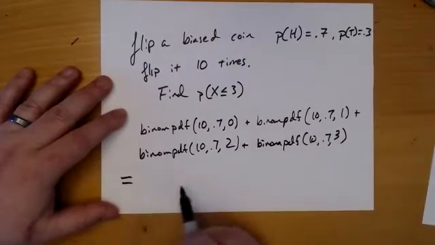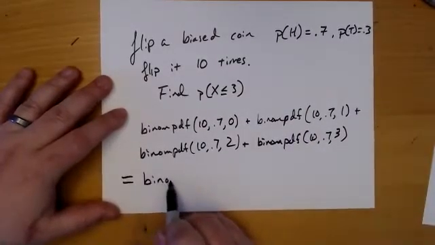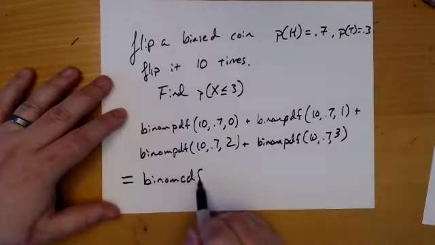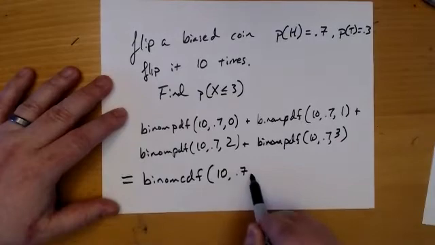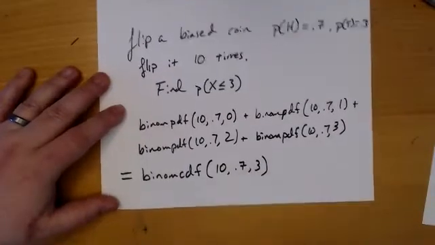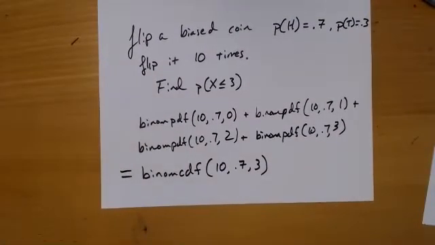Or you could say binomcdf 10, .7, 3, because the CDF command does everything underneath it.